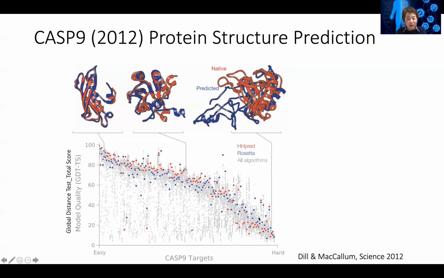So this is easy to predict, and at least the prediction and the correct structure are very, very similar. Whereas as you can see towards this end, when you have a structure that is really, really hard to predict, the global distance test only has a score of 10 or 20. And you can see here the correct structure and the predicted structure still look quite different. So this is the kind of state of the art in 2012.